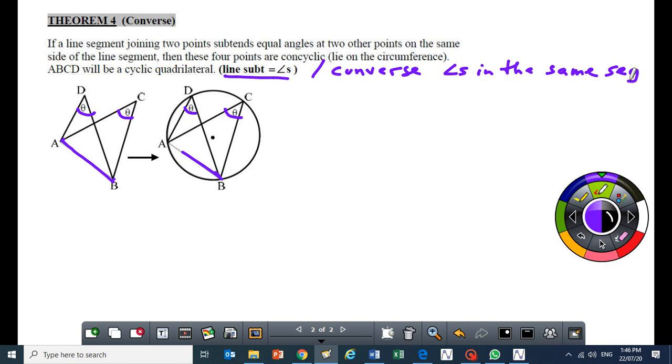Later on, we are going to learn about how to prove that a quadrilateral is cyclic. And you need the converse of a theorem for you to be able to do that. We use the converses to prove that a quadrilateral is cyclic. So, line subtends equal angles is the same as saying converse angles in the same segment. Any question there before I carry on?